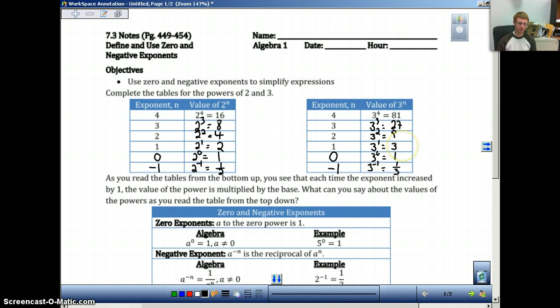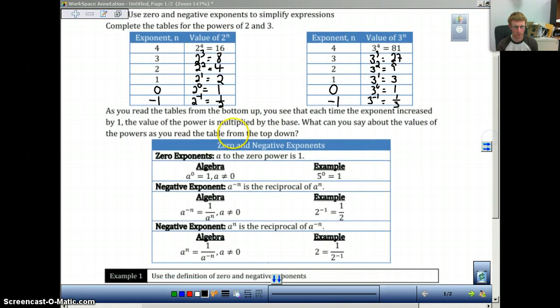So what this does is define how we can define a 0 power. If you notice, both of them equal 1. So that's the first thing we want to talk about: anything, as long as your base is not 0, to the 0 power will equal 1. 5 to the 0 equals 1. A million to the 0 power equals 1. X to the 0 power equals 1. As long as that base is not equal to 0, anything to the 0 power will be equal to 1.